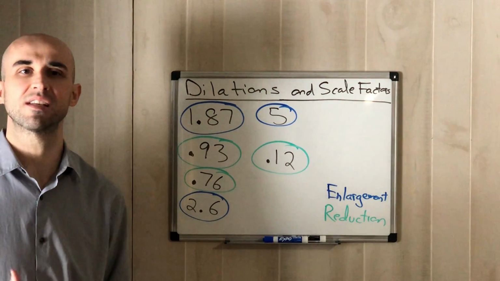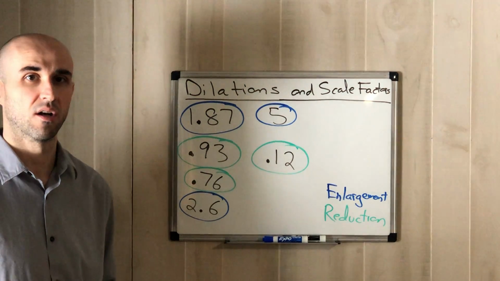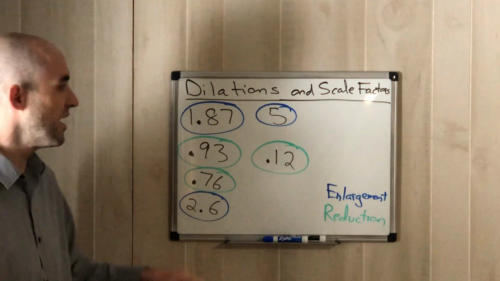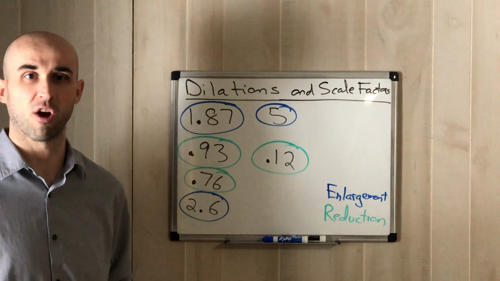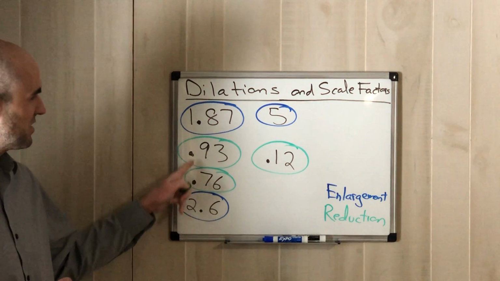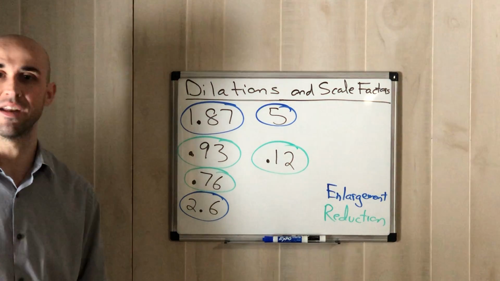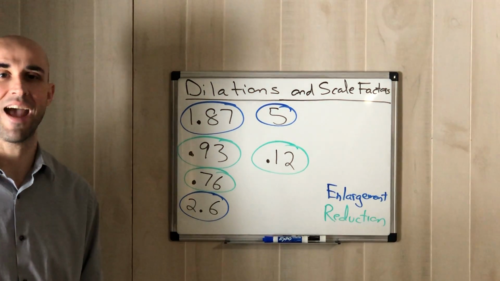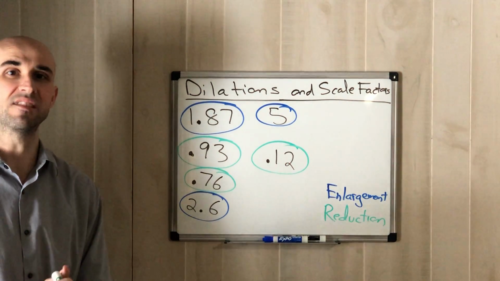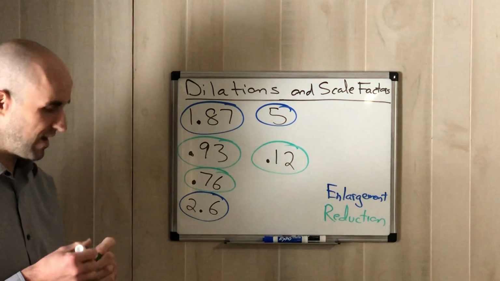The relationship that always exists with scale factors: if the scale factor is bigger than 1, so 1.87 is greater than 1, greater than 1, greater than 1. If it's greater than 1, it's an enlargement, automatically, and I'll write that. People always assume that for a reduction, automatically it's less than 1. It's not. For it to be a reduction, it has to fall between 0 and 1. If it's between 0 and 1, it's a reduction. If the scale factor is greater than 1, it's an enlargement.